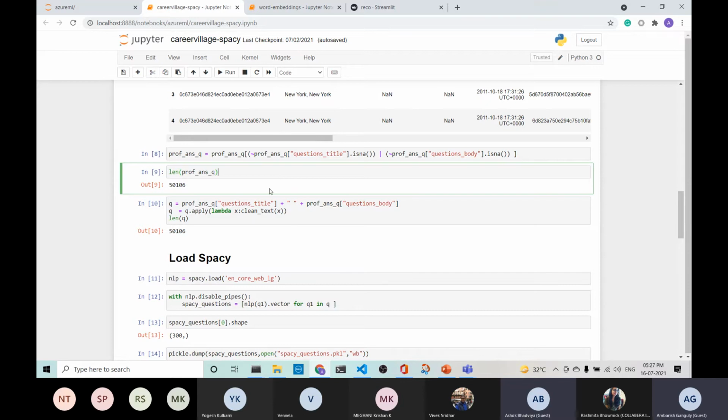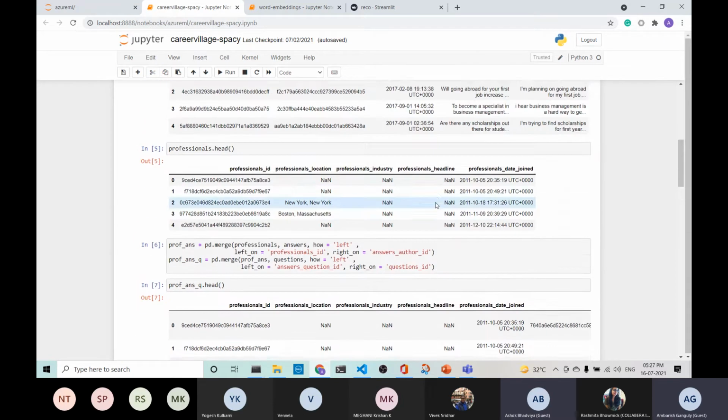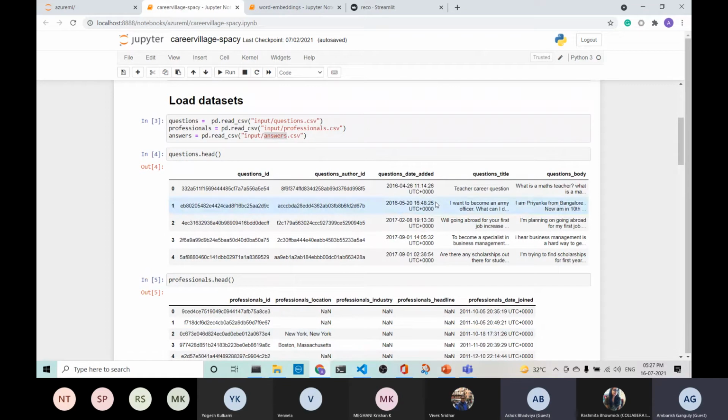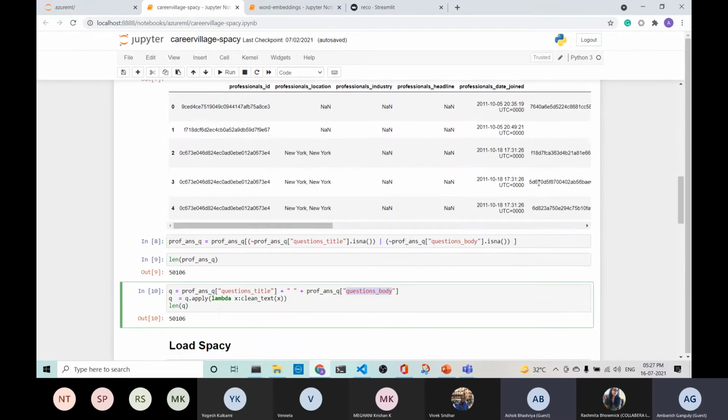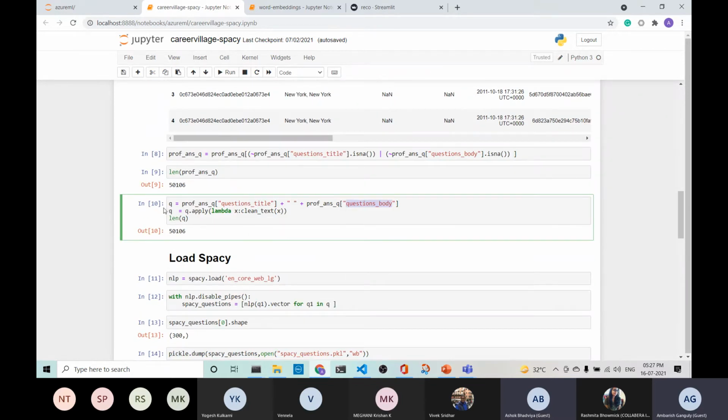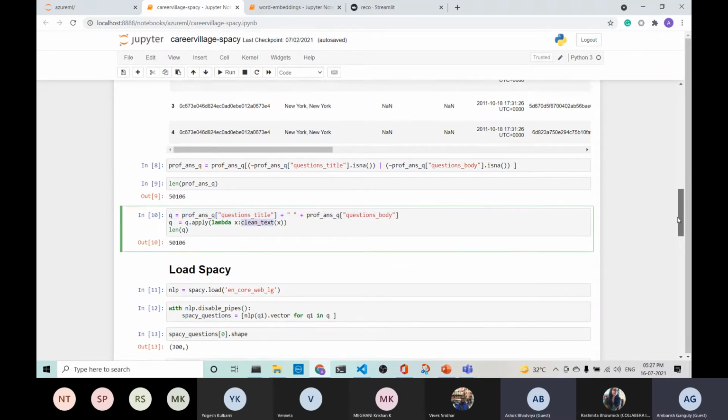Then I'm just taking the question's title and the question's body. The question's title is something like this one, and this is a question's body. These are the two things. I'm concatenating these and creating a question vector. Then I'm doing a very simple thing, cleaning the text, nothing very fancy.